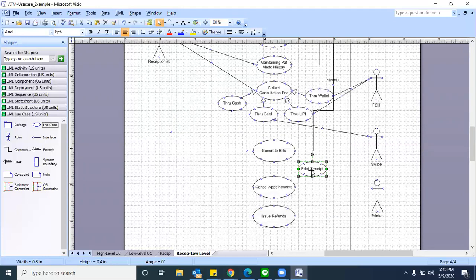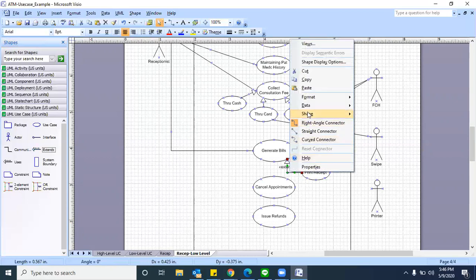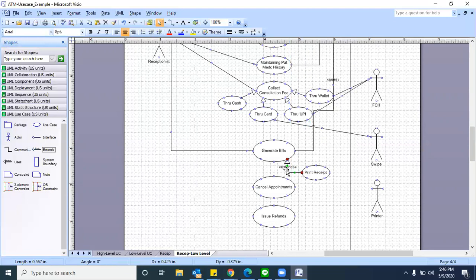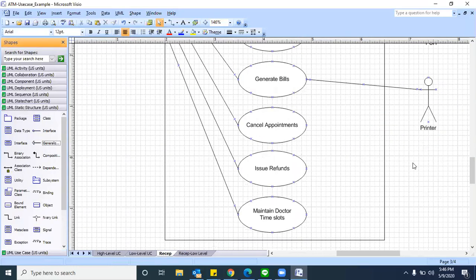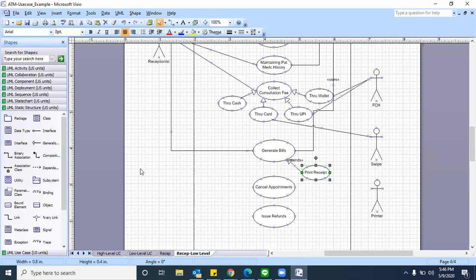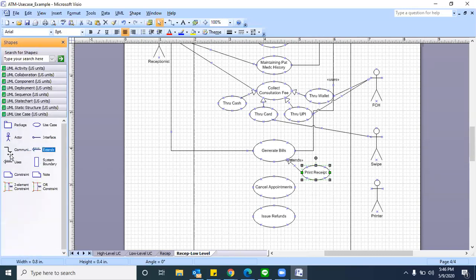Print receipt. For generating a bill, print receipt is optional, right or wrong? Yes. This is printing or extends for SMS gateway. I couldn't see any notifications here. No, we haven't kept any. If you keep notifications, then secondary actors will come, like the SMS gateway and email gateways. As we are not specifying the print receipt, if notifications are there, then ultimately you have to keep it as an SMS gateway or printer.